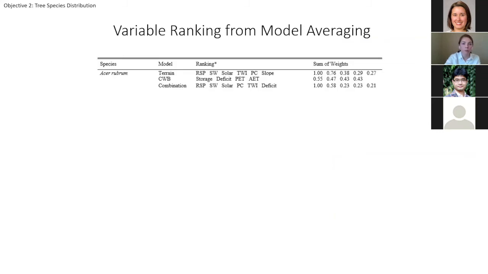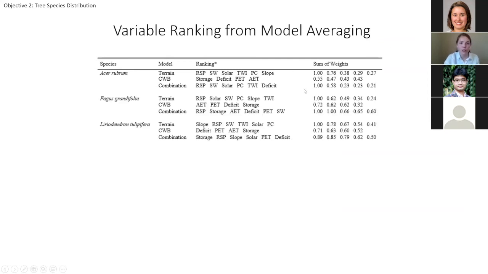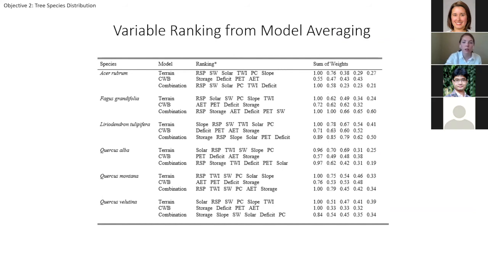So I'll walk through some of the results. Looking at that variable ranking from the model averaging, the table is the same format as the first objective. So we have species on the left, the models next, the ranking of the variables, which are based on the sum of weights. And so now I'll just show the rest of the species that we looked at.